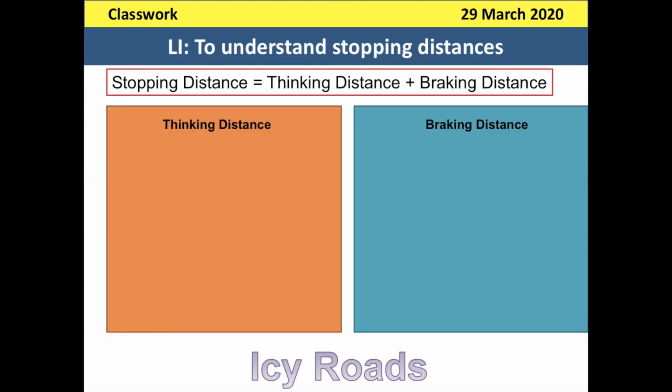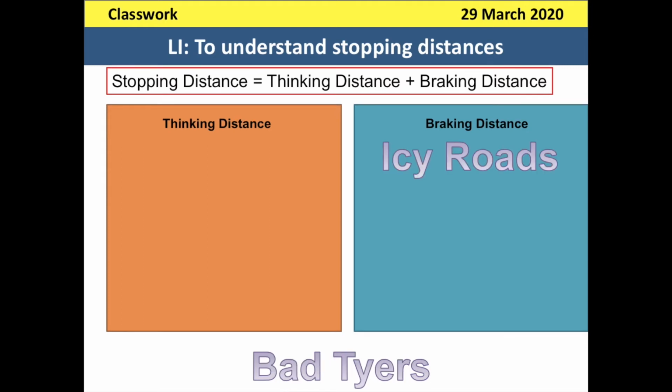Okay, we're now going to sort some factors out into whether they affect the thinking distance or the braking distance. The first one being icy roads. Well, if the roads are icy, then that isn't going to affect the distance travelled during the driver's reaction time, but it will affect the distance travelled once the driver has started to brake, because obviously if the roads are icy, then there is less friction and so they will travel further.